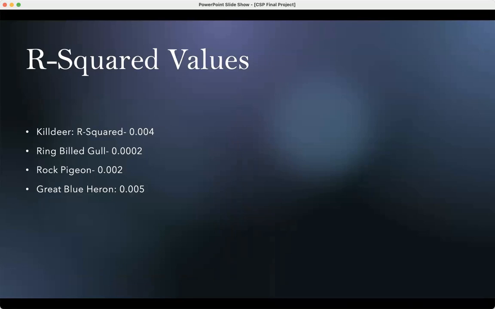This means that the independent variable of global warming cannot account for a lot of the change in the dependent variable, or bird abundance in this case. After looking at these low R-squared values, it may seem like the experiment may have been pointless, but there are absolutely still important things to take away from this experiment.